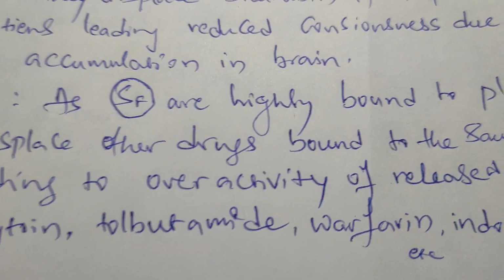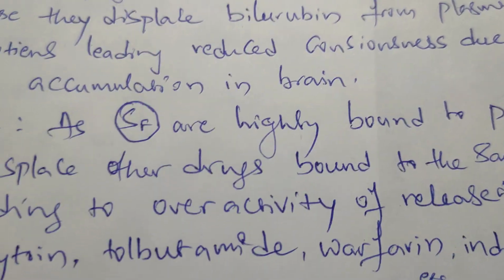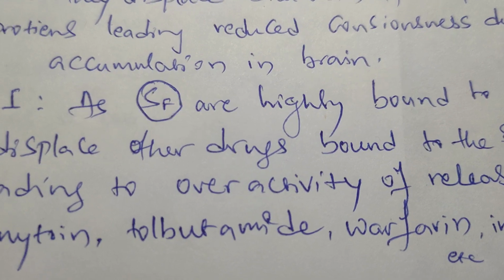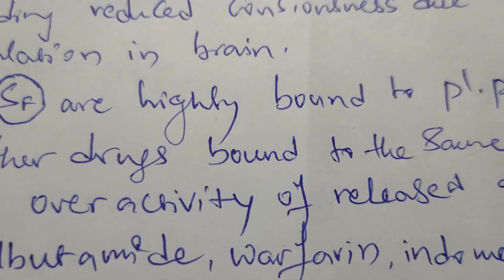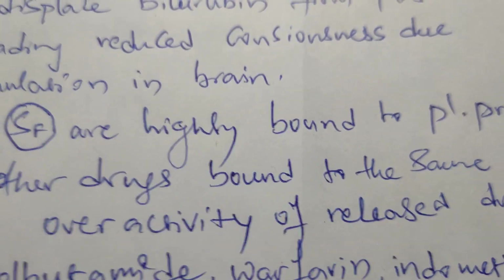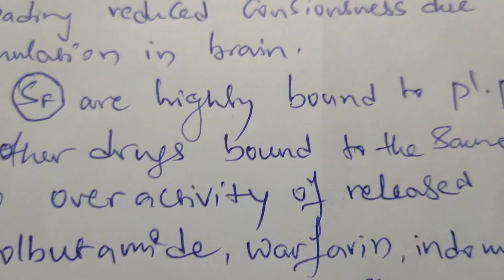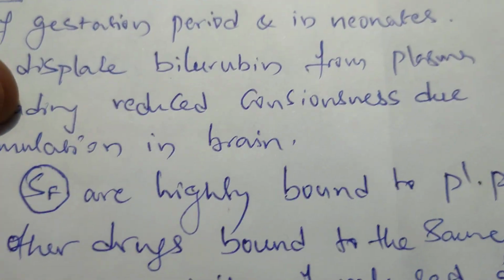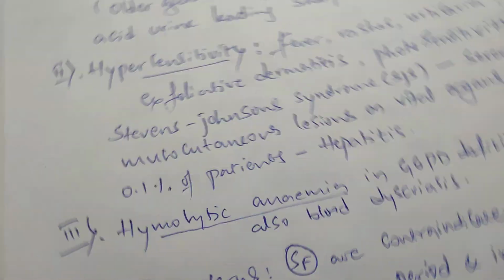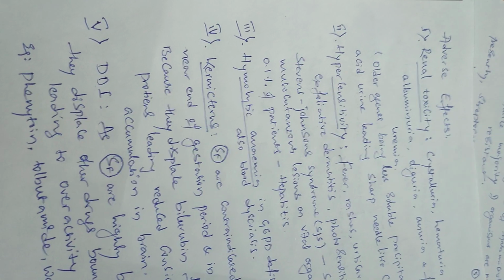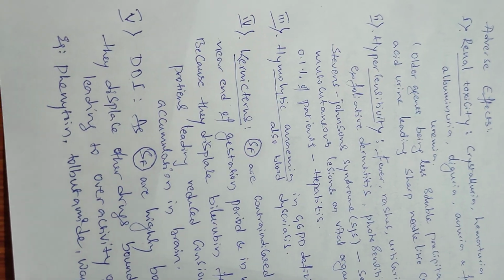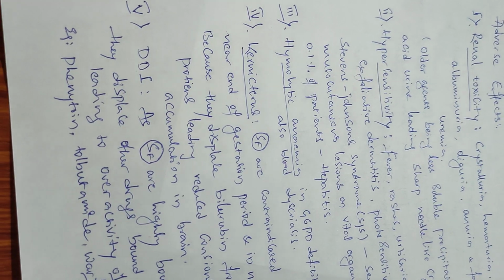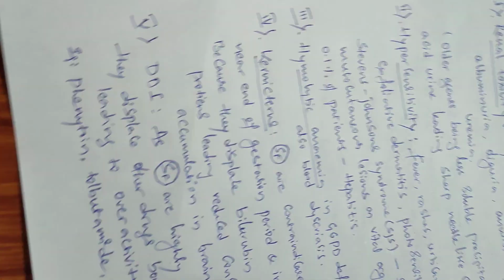That overactivity leads to adverse reaction. Tolbutamide, if it is overactive, produces hypoglycemia. Warfarin, if it is overactive, leads to bleeding tendency. Understood? Like that, it leads to drug-drug interaction. So these are some of the side effects of the sulfonamides: renal toxicity, hypersensitivity reaction, hemolytic anemia in patients with G6PD deficiency, kernicterus, and drug-drug interactions.